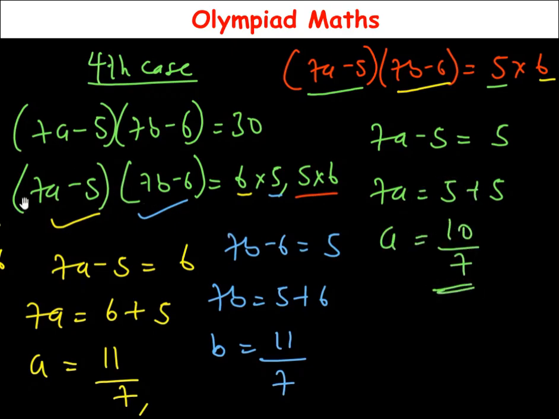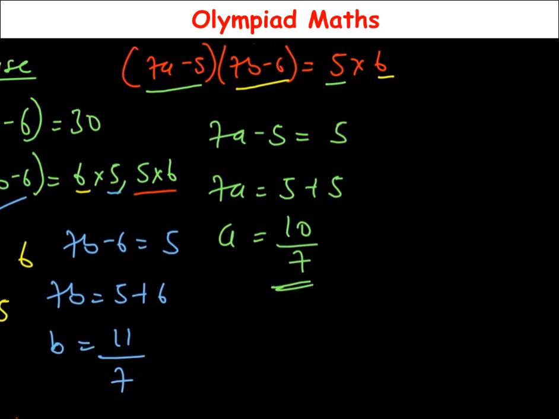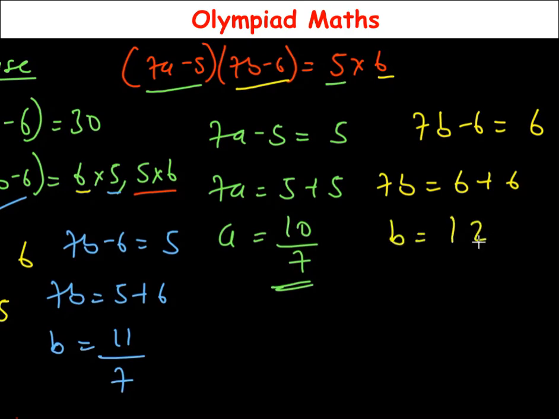For the other one, 7B − 6 = 6, 7B is equal to 6 + 6, B is equal to 12/7. Also, there is no integer solution in this case.